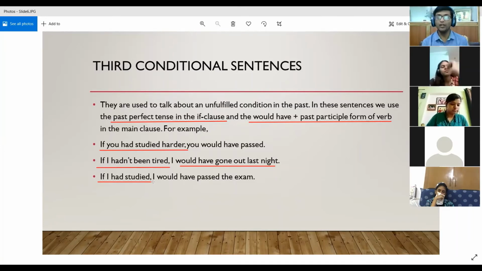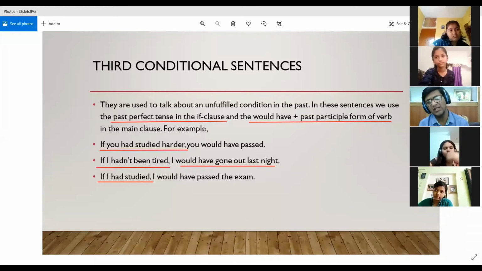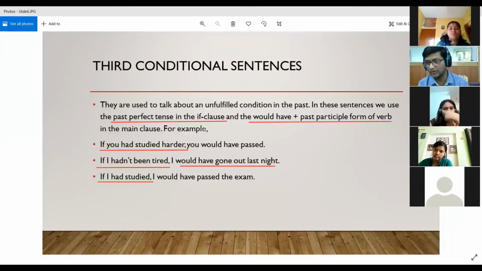Understood? So the third conditional sentences are those sentences where we are talking about things that have already happened in the past and these conditions were not fulfilled. Okay. So these are the four types of conditional sentences that are present. So this is the basic concept part. It is over now. Now, if you have any doubts, first I will discuss those and then I'm going to move towards the exercises.